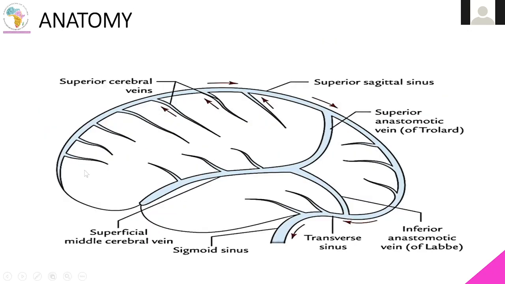Here again we have the superior sagittal sinus. Here, connecting the superior sagittal sinus and the superficial middle cerebral vein, or Sylvian vein, is the superior anastomotic vein of Trolard, and connecting this Sylvian vein to the transverse sinus is the inferior anastomotic vein of Labbé. So it's just a repetition of the diagram we just saw, but here they actually show us the flow of the blood. You see blood leaves from the superior cerebral veins, gets into the superior sagittal sinus, and you see the flow.